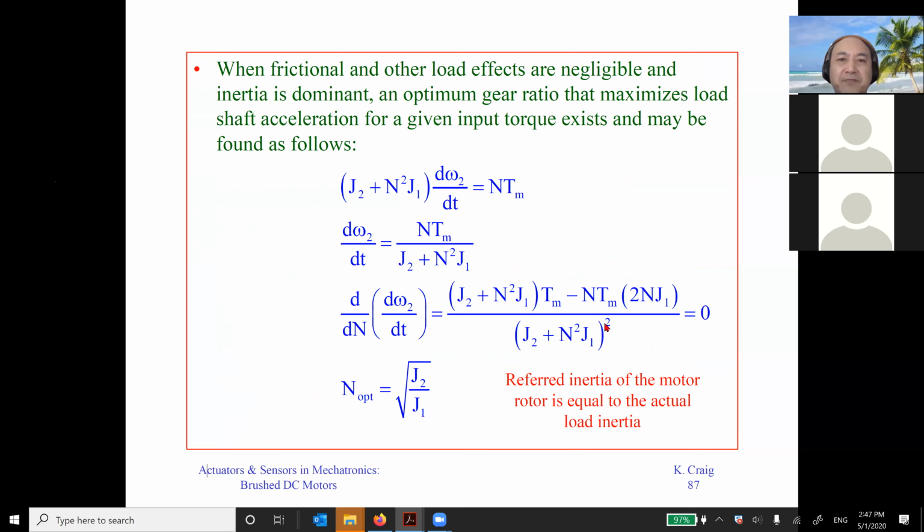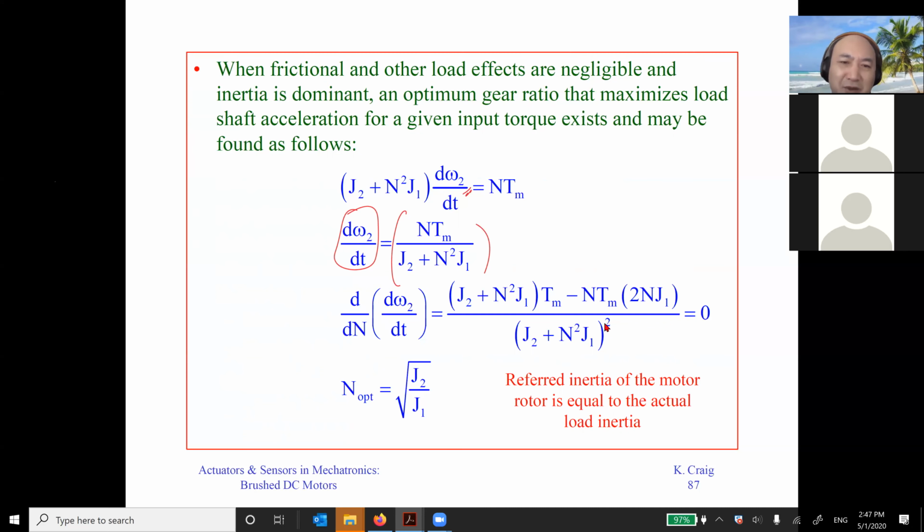So we have seen omega 2 is my angular speed of the load. On the load side, I'm going to have something like this. I want to check what can make my load side acceleration the highest.